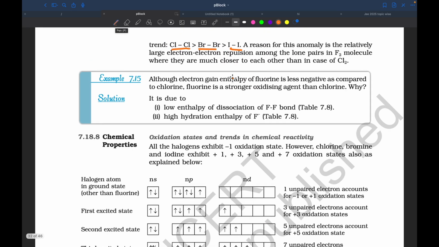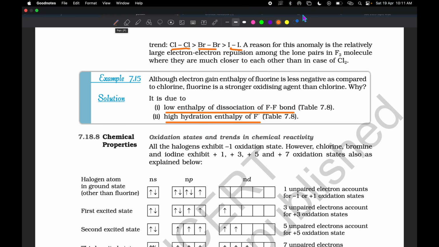The reason for the anomaly is the relatively large electron repulsion among lone pairs in fluorine, where they are very close to each other. Although the electron gain enthalpy of fluorine is less negative compared to chlorine, fluorine is a stronger oxidizing agent. Why? There are two reasons: low enthalpy of dissociation of fluorine, and high hydration enthalpy of fluorine. These are the two reasons. Okay. Next we'll move to oxidation numbers.